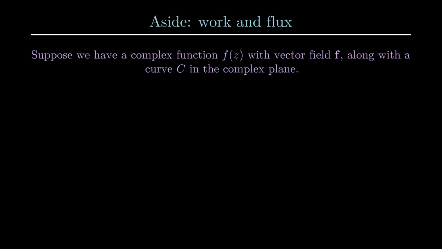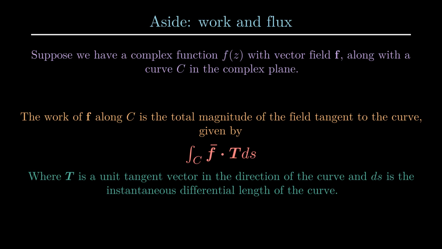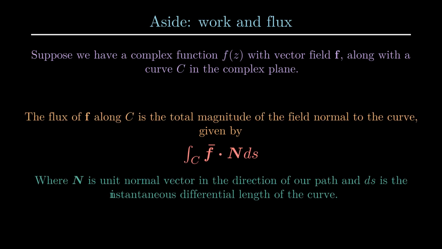But before that, let's have a quick aside on flux and work. Suppose we have a complex function f(z) with a vector field f along a curve c in the complex plane. The work of f along c is the total magnitude of the field tangent to the curve, given by this integral, where T is the unit tangent vector in the direction of the curve, and ds is the instantaneous differential length of the curve. The flux is just the same thing, except it's the magnitude of the field normal to the curve, and n in this case is a unit normal vector to our path.